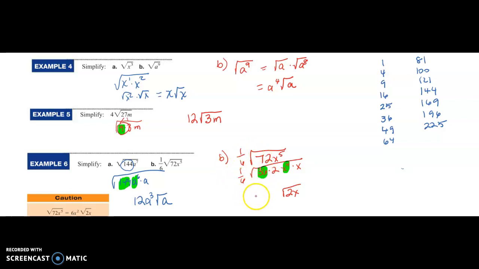Well, 6 times 1/6 is 1. So if I bring it out here and I have 1/6 times 6, everything's going to cancel, and that leaves me with a 1 out here. And then the square root of x to the 4th is x squared. So when I simplify 1/6 square root of 72 x to the 5th, this is my answer right here. And so that's how we do that.